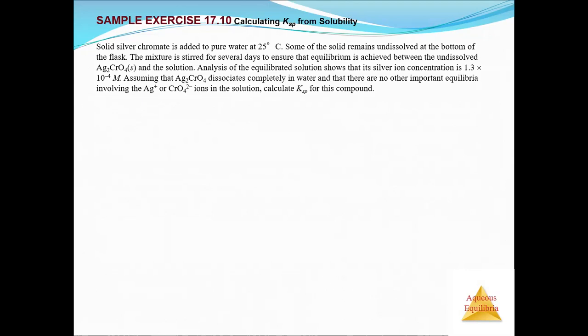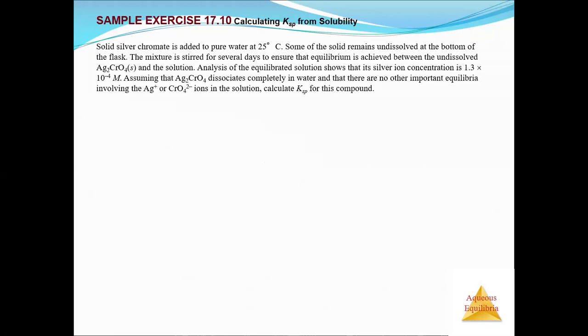Ethan. My compound is Ag2CrO4, Ethan. Okay. What is the ratio of CrO4 to Ag? There's one CrO4 for every two Ag, so like 1/2. Exactly. So if I've got 1/2 of the chromate ions forming, and my silver is 1.3 times 10 to the minus fourth, wouldn't you assume that the chromate ions are going to be half of that?